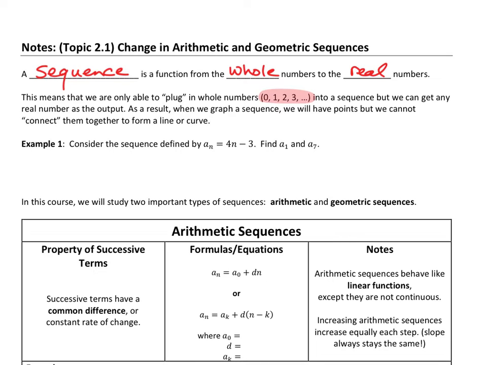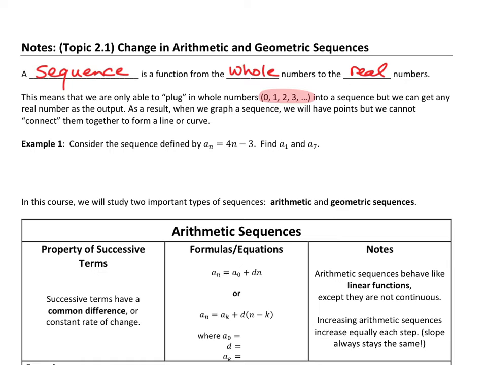But when we plug them into the sequence, we could get any real number, any fraction, any negative number, any whole number. Doesn't matter. As a result, when we graph sequences, they look like discrete points on a graph, because we'll have coordinate points, but we don't have the connecting pieces between them. We can only use the whole number answers. So easy enough. Sequences are just like patterns, and patterns are just like functions.